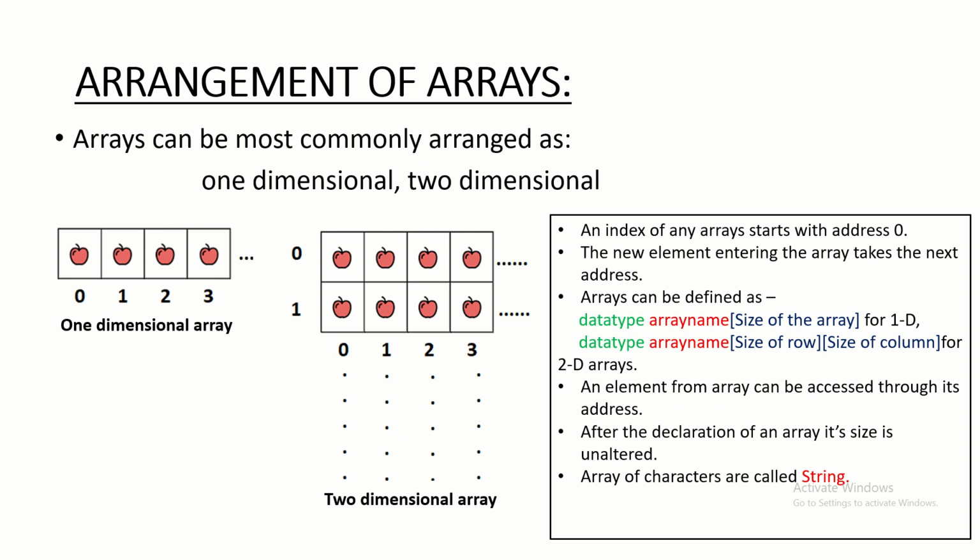First, we want to define the data type of an array, the name of the array, and then we need to tell the size of the row in the first square bracket and the size of the column in the second square bracket. And an element from an array can be accessed through its address value.